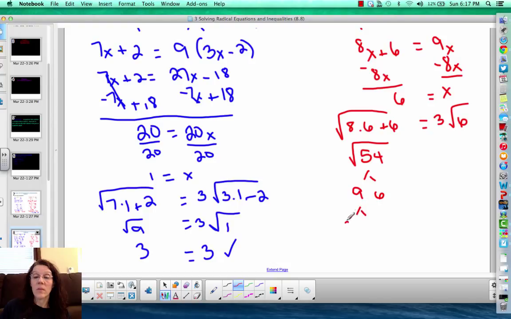9 breaks down into 3 times 3. And 6 breaks down into 2 times 3. Taking the square roots, we're looking for a pair. The 3 comes out. The 2 and the 3 don't have partners, so they stay home. They both stay under the radical sign. 3 times the square root of 6 equals 3 times the square root of 6. And they both check. Did you get that answer? If not, what questions do you have about this?